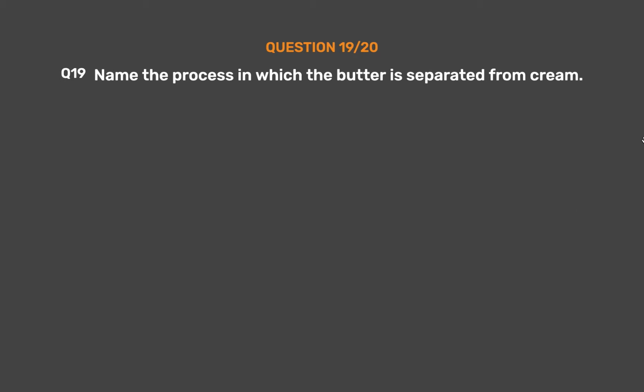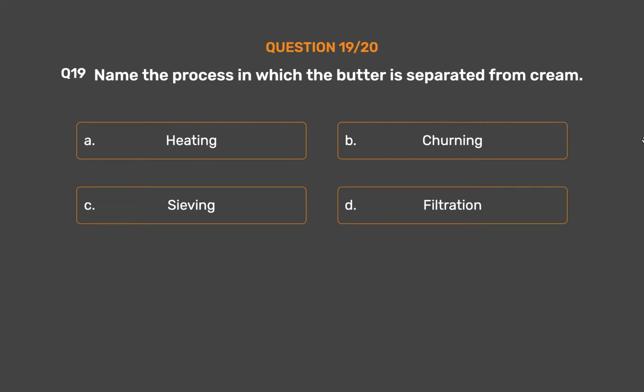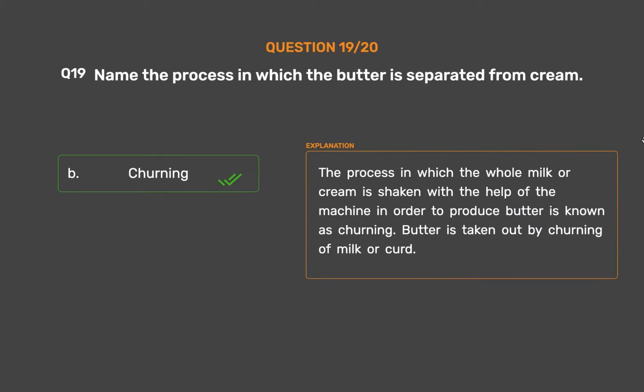Question number 19. Name the process in which the butter is separated from cream. Option A. Heating. Option B. Churning. Option C. Sieving. Option D. Filtration. The correct answer is Option B. Churning. The process in which the whole milk or cream is shaken with the help of a machine in order to produce butter is known as churning. Butter is taken out by churning of milk or curd.